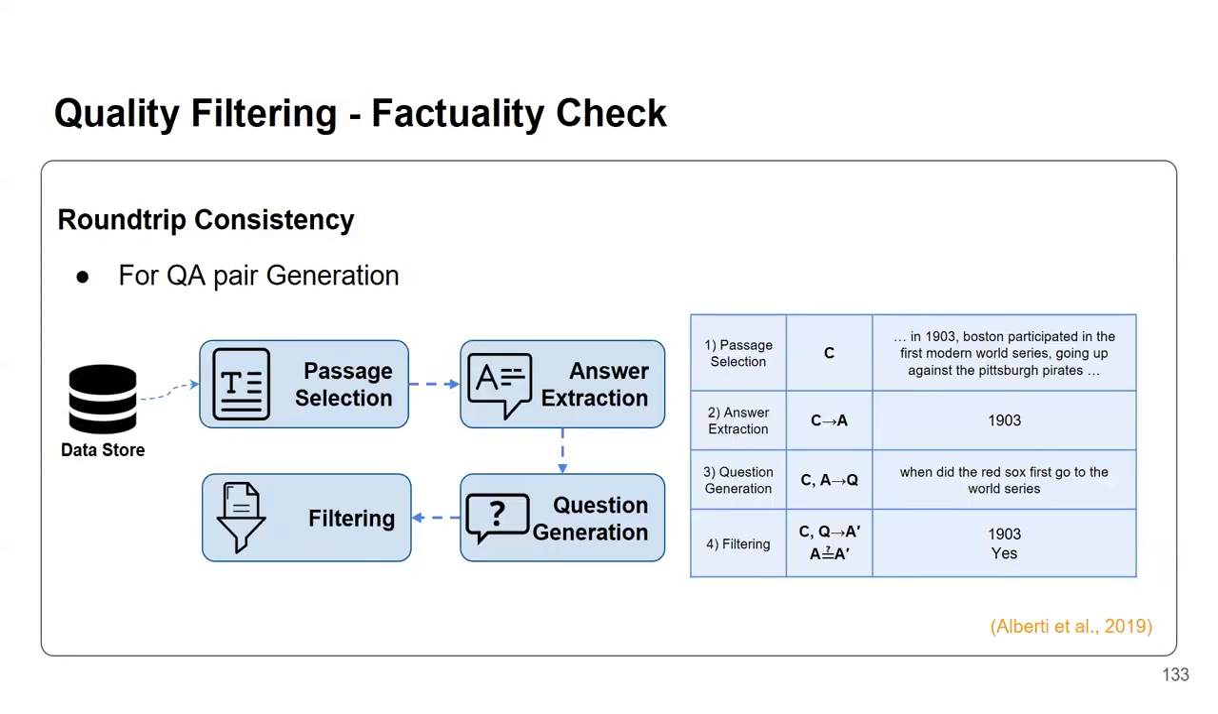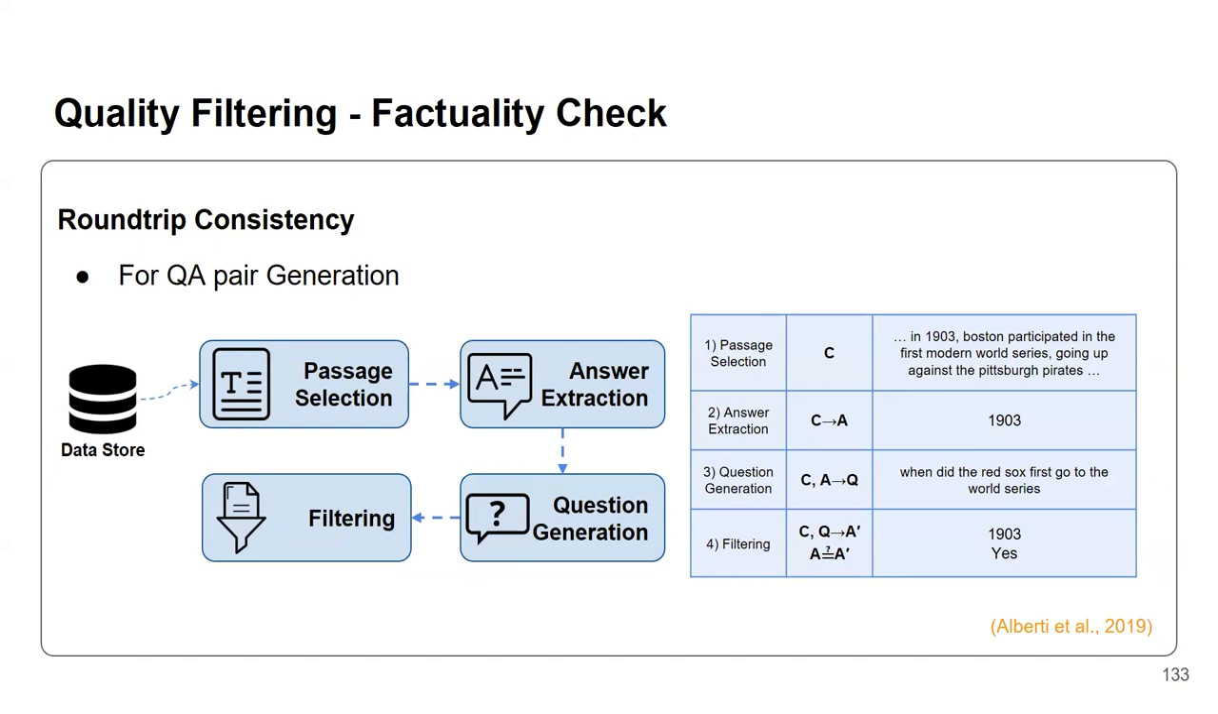So there is something called round trip consistency. This is very standard when you build this kind of data. What you do essentially is you start with an answer, and you generate the question, hoping that the answer to this question is the answer you started from. So you create a question and answer pair.